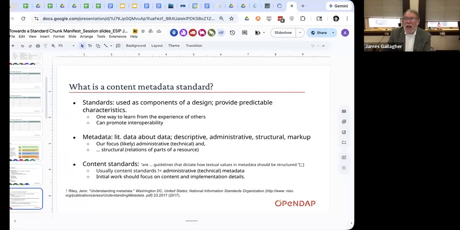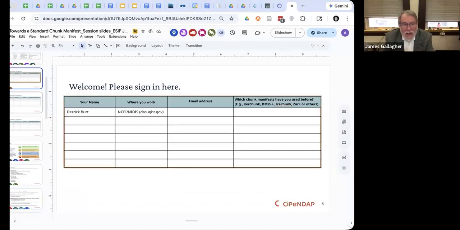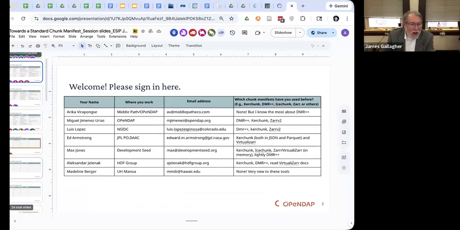All right, well, hearing none, and since time is short and I've been told to be brief, which is hard for me to do, I just want to say a few words about what a content metadata standard is. Partly, I should warn you all that I'm not really an expert in standards or metadata. So these definitions may not be exactly what Wikipedia tells you, but standards to me are something that is used as a component in a design.